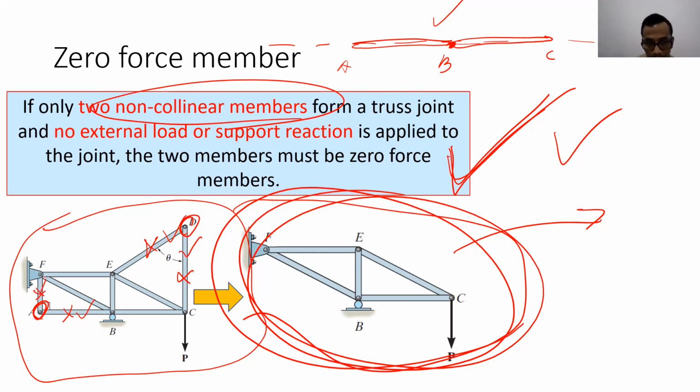So when we first get a trust problem like that, the first thing that we have to do, before we start the analysis, is to take a look and see which member is the zero force member. Like this, after we find out that 4 members are zero force members, we can just take out those 4 members and simplify the problem.